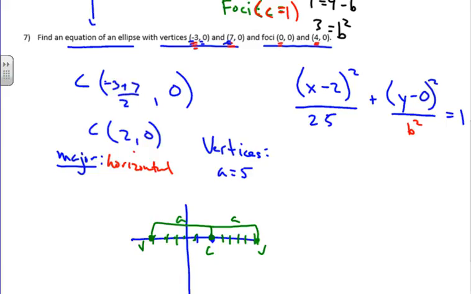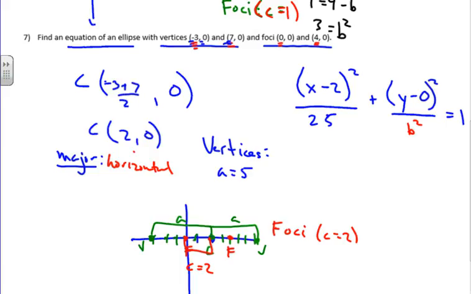Now let's find b. Once again, we're not given anything on the minor axis, but we are given the foci. The foci are right here at 0, 0, and here's another one at 4, 0, 1, 2, 3, 4. Here's my foci, here's my other foci. So what is the distance from the center to the foci? Well, that's our c value. C equals 2. So using our foci, we find out that c equals 2.